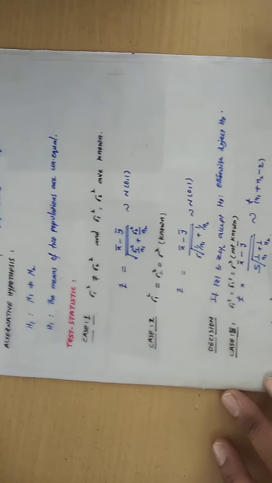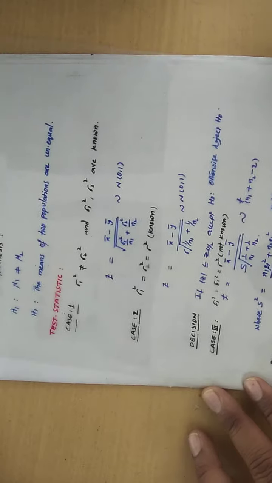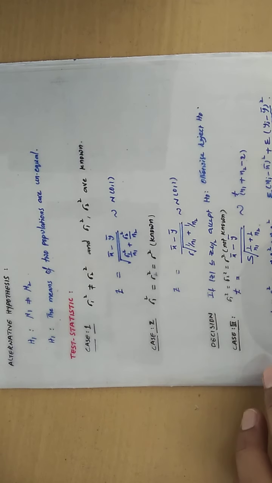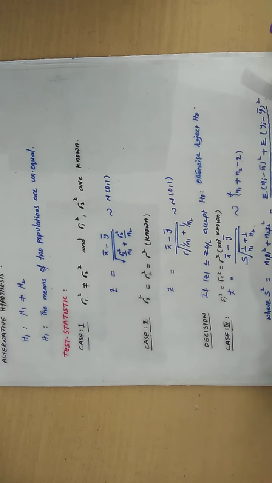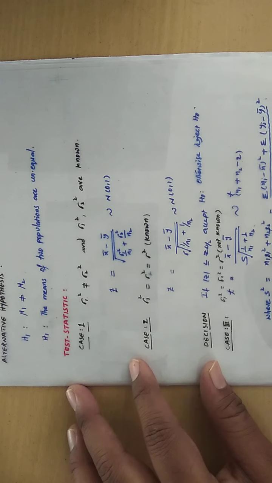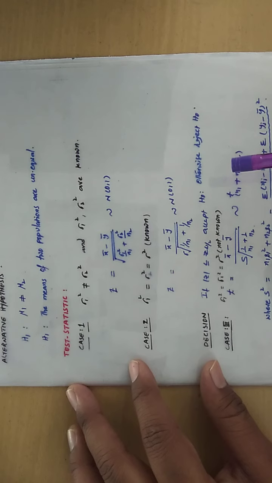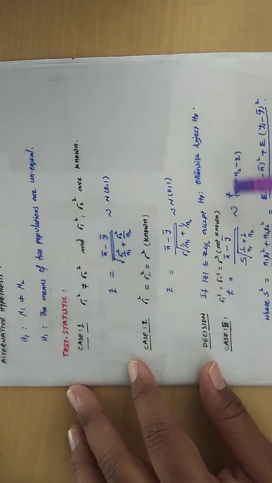But in case 3, what is that? Not known. So then you are going to get the unbiased estimate, capital S. Then what is the distribution? It is going to follow the t distribution. t is equal to x bar minus y bar by capital S under square root 1 by n1 plus 1 by n2, which follows a t distribution. Now how many degrees of freedom?